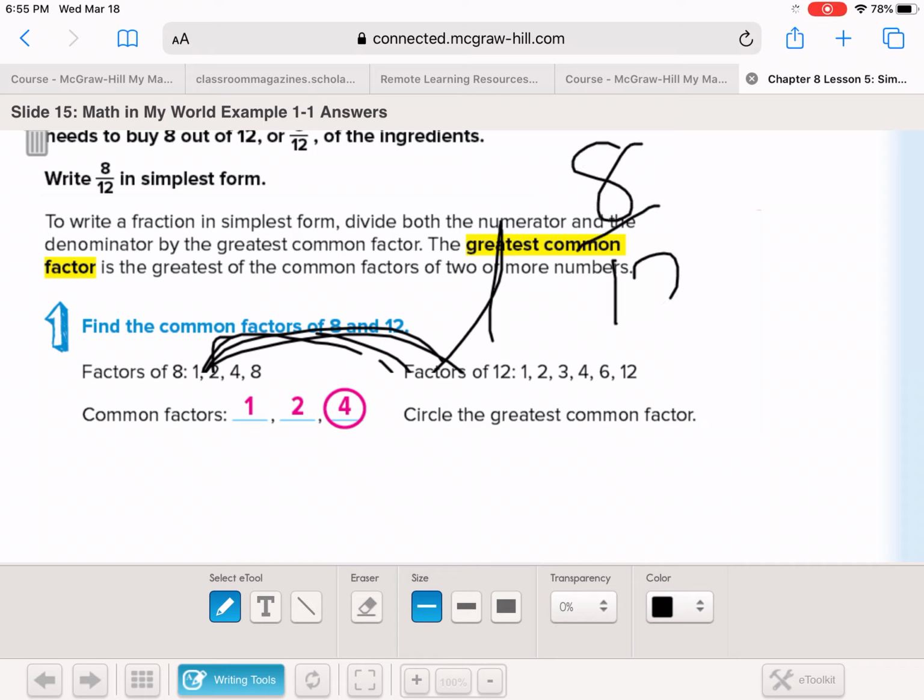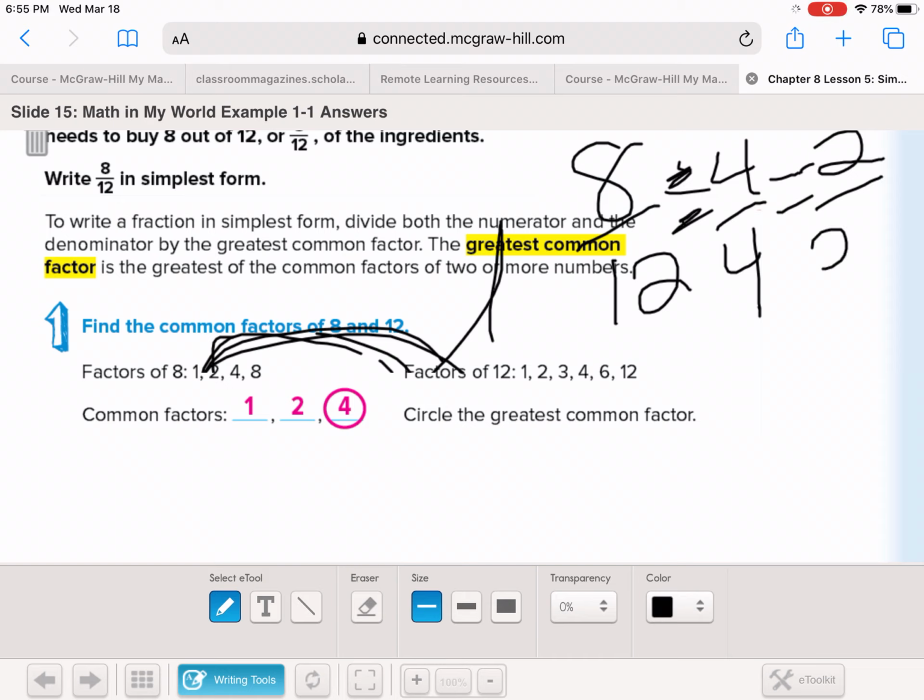So 8/12 divided by 4. 4 times what gives you 8? 2. 4 times what gives you 12? 3. So now it's in simplest form.